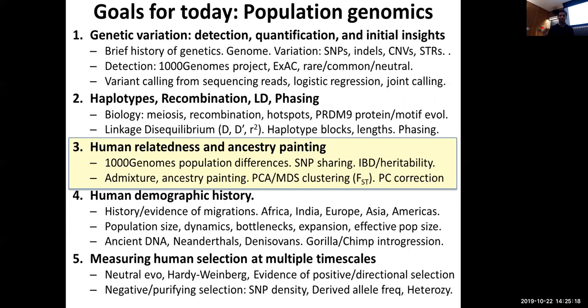So that's where we'll stop today. And I hope you've learned a lot. We talked about genetic variation, a brief history of how we came about to have genetics, basic foundations of the genome, its variation, SNPs, indels, copy number variants, STRs, how to detect them, and how to call variants from reads, and then the basic biology of where these haplotypes and linkage disequilibrium blocks are coming from. On Thursday, we'll exploit those to carry out disease association studies.